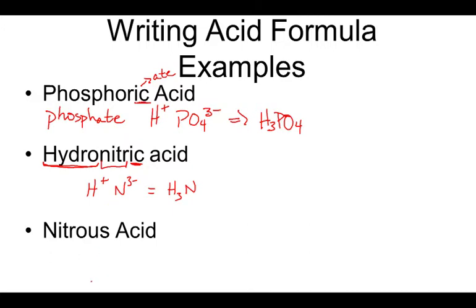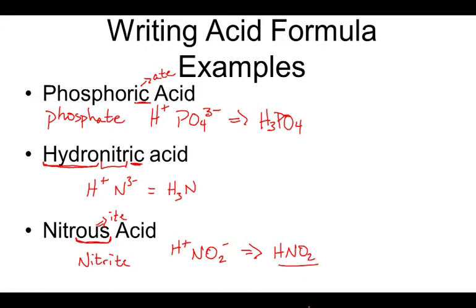And then nitrous acid. We know that this had to have come from an ite, right? Because ite turns to ous. And so nitrous, this means we got to find nitrite. We find it on our polyatomic ion chart, and we see nitrite is NO2 minus, and because it's an acid, it's going to have an H in the front, which means it's going to turn into HNO2. And there's our nitrous acid.